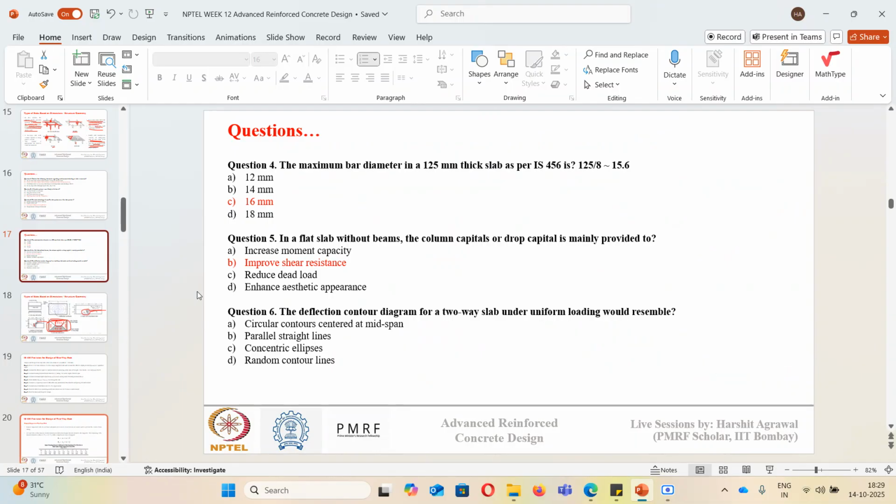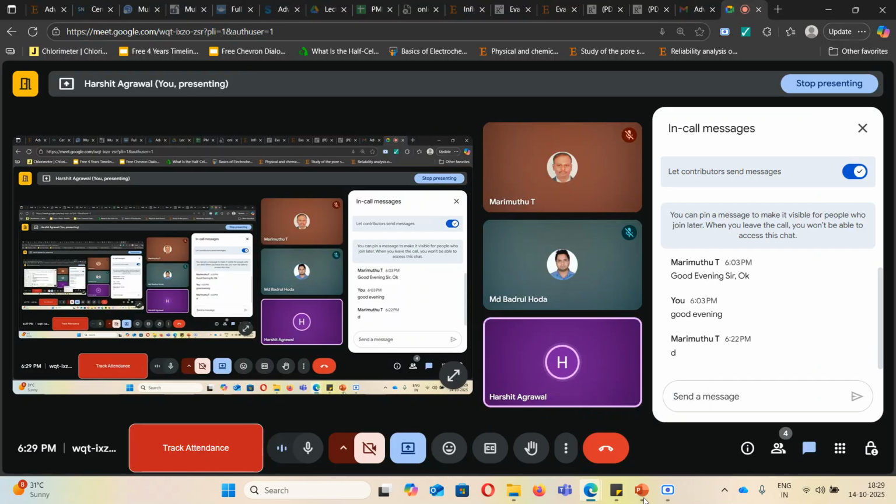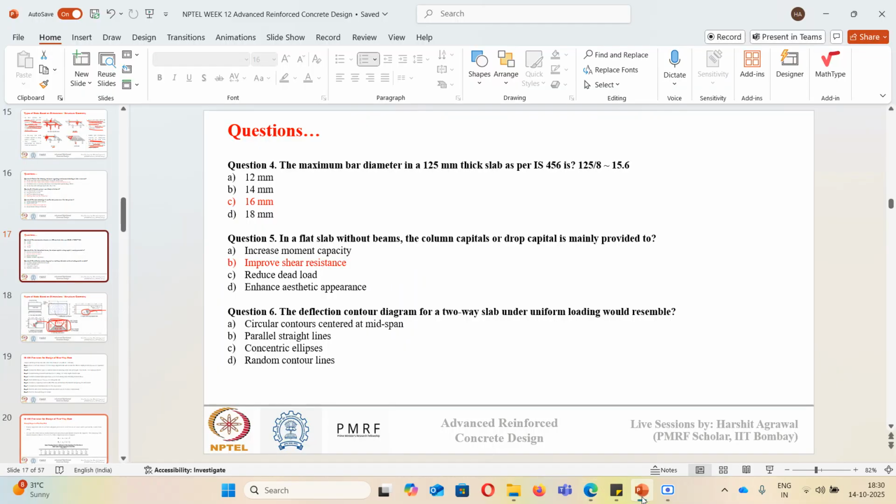Question number 6: the deflection contour diagram of a two-way slab under uniform loading would resemble... So how would a deflection contour look like? How will a two-way slab deflection look like? One of you is trying to answer, but I'm not able to hear. I guess there's some problem in your mic. You can type in the chat box. I think C, sir. Anyone else wants to try?